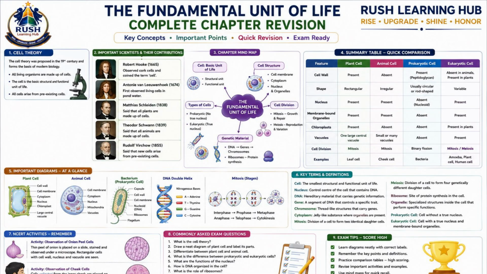Now let us quickly revise the entire chapter through a simple mind map. At the center of our chapter is the cell, the fundamental unit of life. Every living organism is made up of cells. Cells may be unicellular or multicellular. Unicellular organisms consist of a single cell, while multicellular organisms consist of many cells working together.